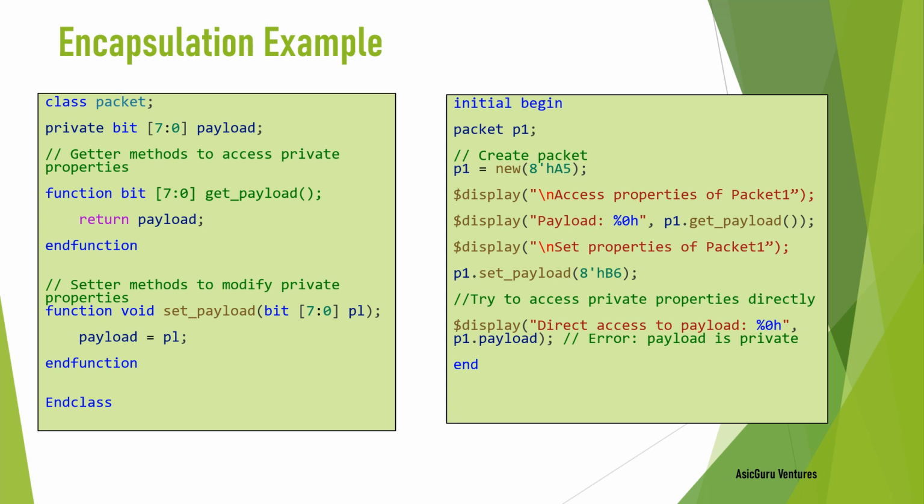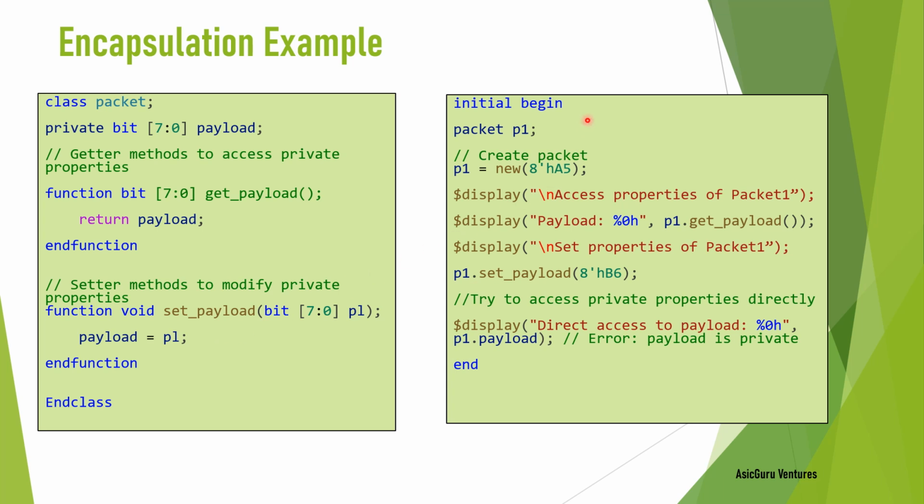Let's look at an example to understand how encapsulation works in SystemVerilog. On the left hand side, we have a class named packet. It contains a private property called payload, and it's an 8-bit signal. Since this property is private, we cannot access it directly from outside the class. So we are creating two methods, a getter and a setter method, to interact with this property. The get payload function returns the current value of the payload, and the set payload is used to modify the payload by passing a new value to it.